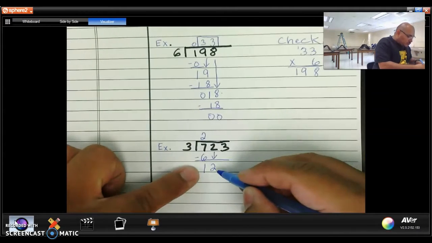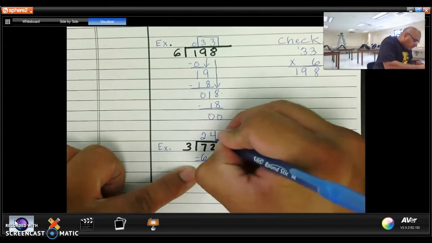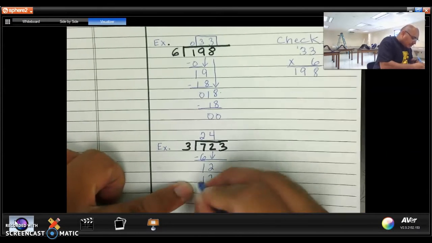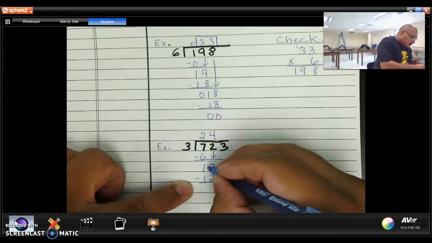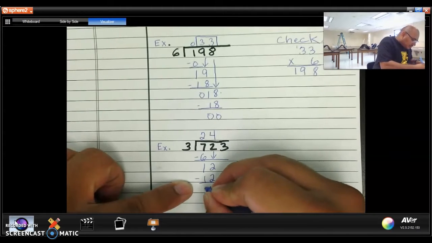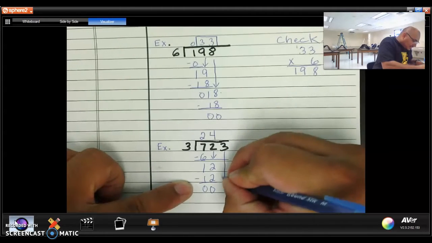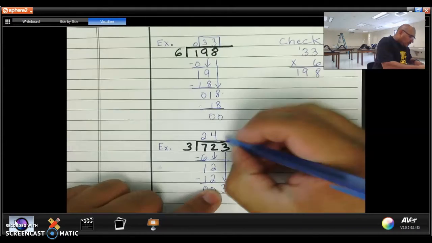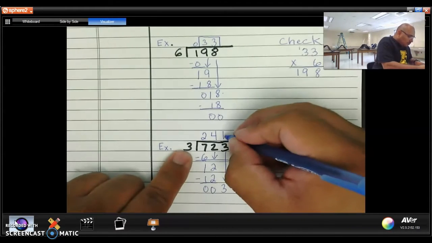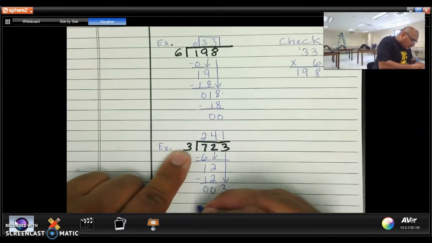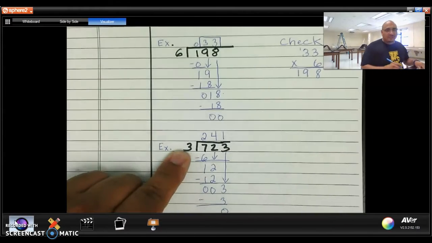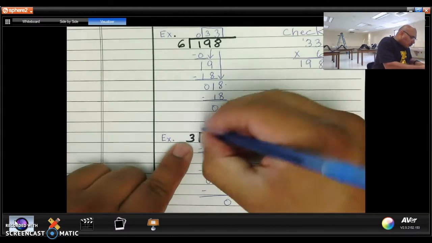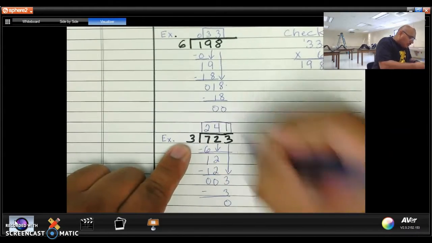3 goes into 12 4 times. 4 times 3 is 12. I'm going to subtract. 2 minus 2 is 0. 1 minus 1 is 0. Bring down that last number, 3. 3 goes into 3 1 time. 1 times 3 is 3. And I'm going to subtract to make sure I have no remainders, and I get 0. So that means our quotient is 241.